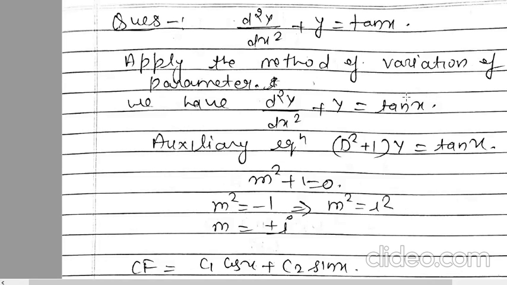You need not think about which case will be applicable. Your variation of parameters will be mentioned there, right? So just apply the parameter method. So we have d2y upon dx2 plus y is equal to 10x, right?